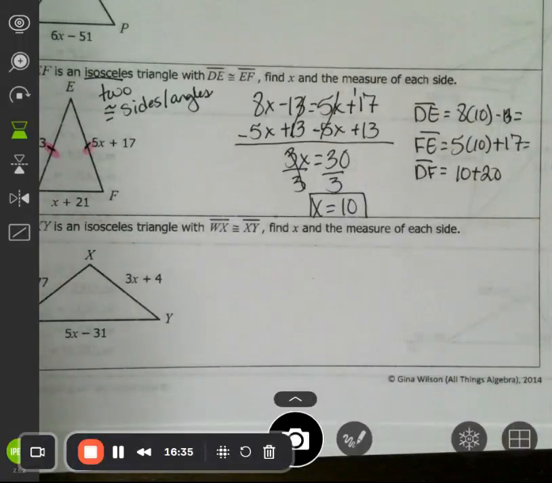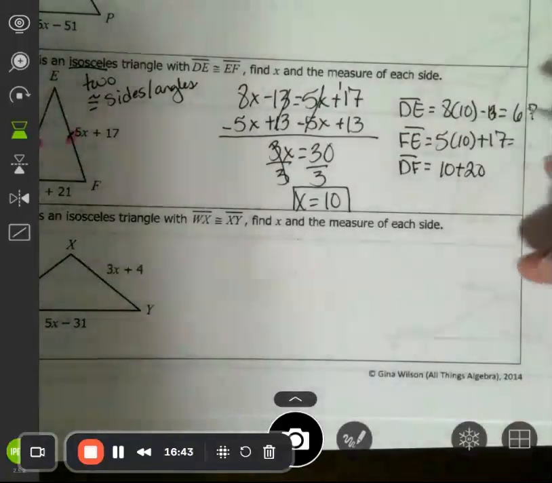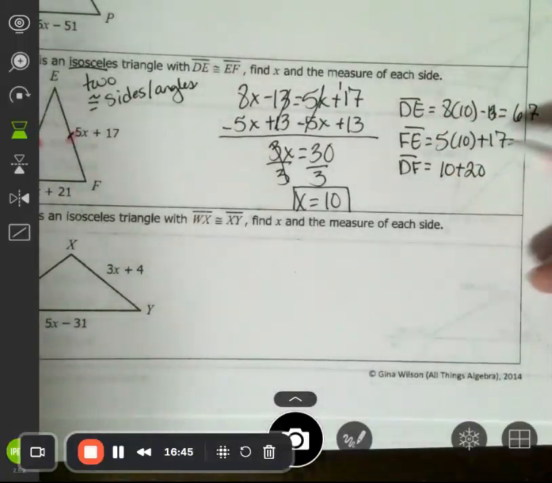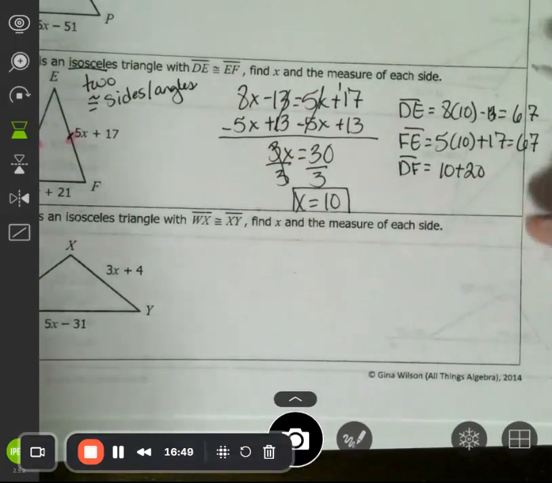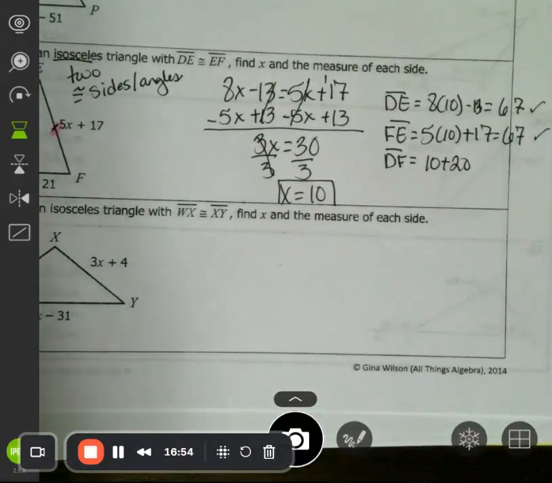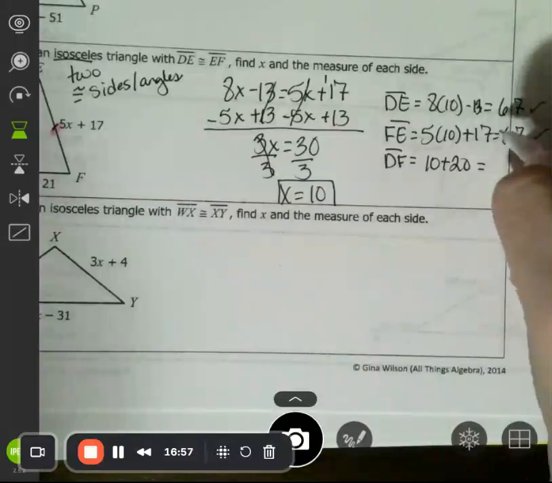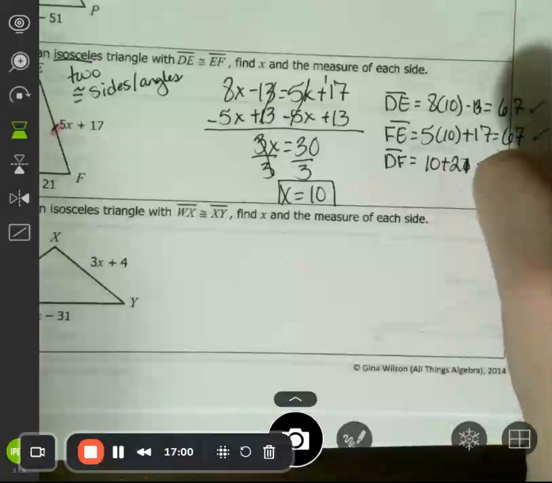Okay, and so what I get here, 80 minus 13 is 67. No degrees. I know we've been doing a lot with angles, but no degrees. This is a segment, so it's length. 50 plus 17 is 67, which checks, right? Because it's an isosceles triangle, so two of my legs should have been the same. And then 10 plus, oops, I wrote it wrong, 21 is 31.